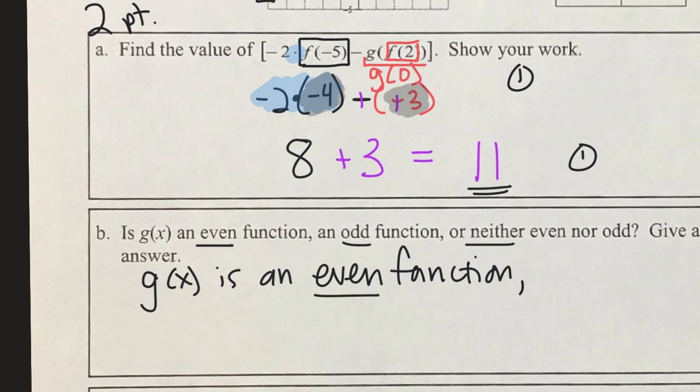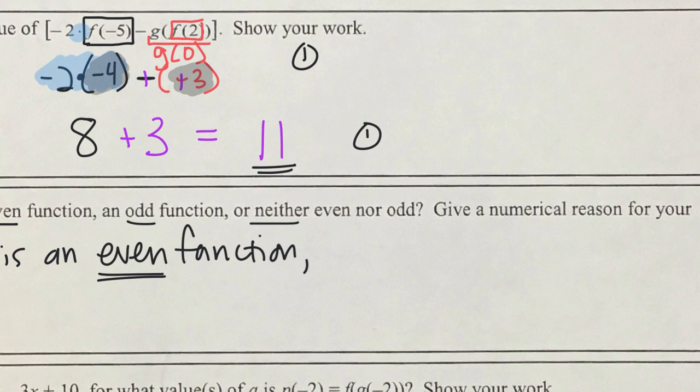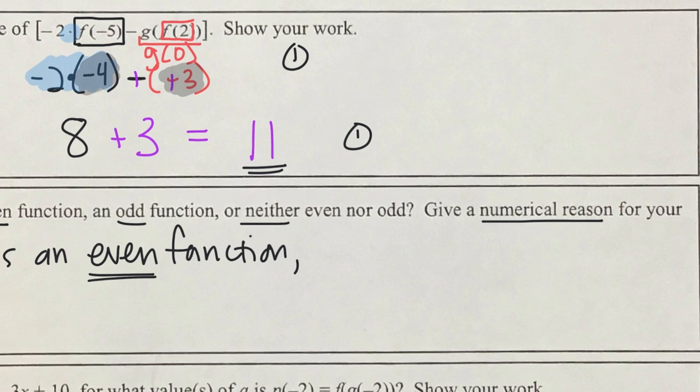Okay, so there's 1 point for saying that it's even. You get a point for saying that correctly. And now the other point is a numerical reason. So remember, we're looking for numerical.